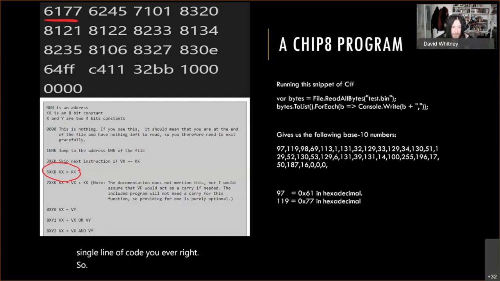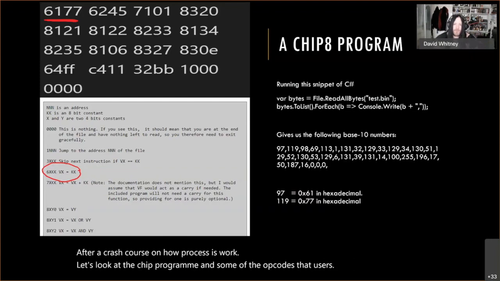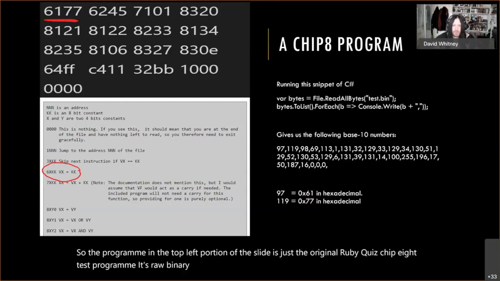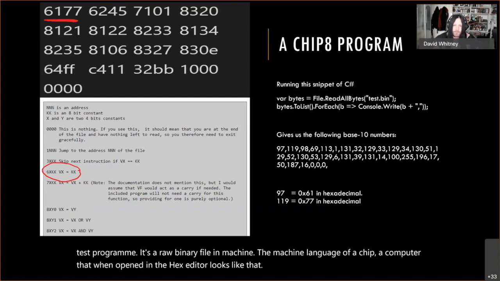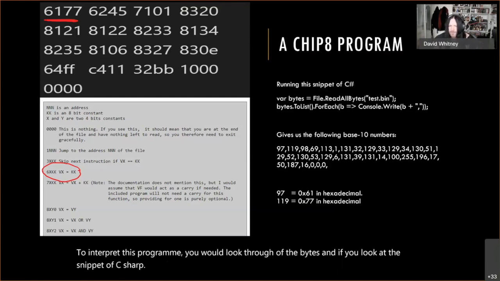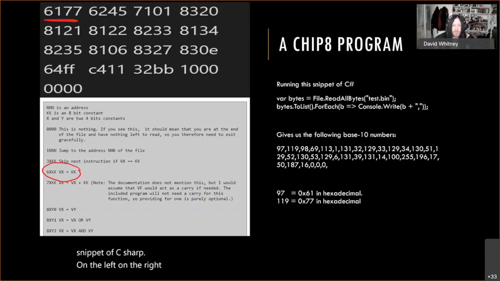So after our crash course on how processors work, let's look at a CHIP-8 program and some of the opcodes that it uses. The program in the top left portion of the slide is just the original Ruby Quiz CHIP-8 test program. It's a raw binary file in the machine language of a CHIP-8 computer that, when opened in a hex editor, looks like that. To interpret this program, you would loop through each of the bytes. And if you look at the snippet of C# on the right, we're just loading this file as a byte array and printing it to the screen.